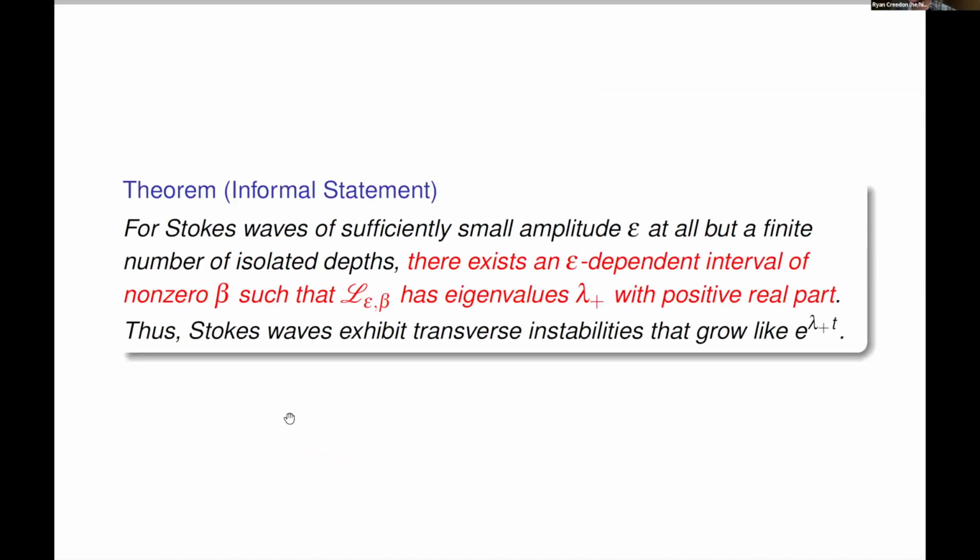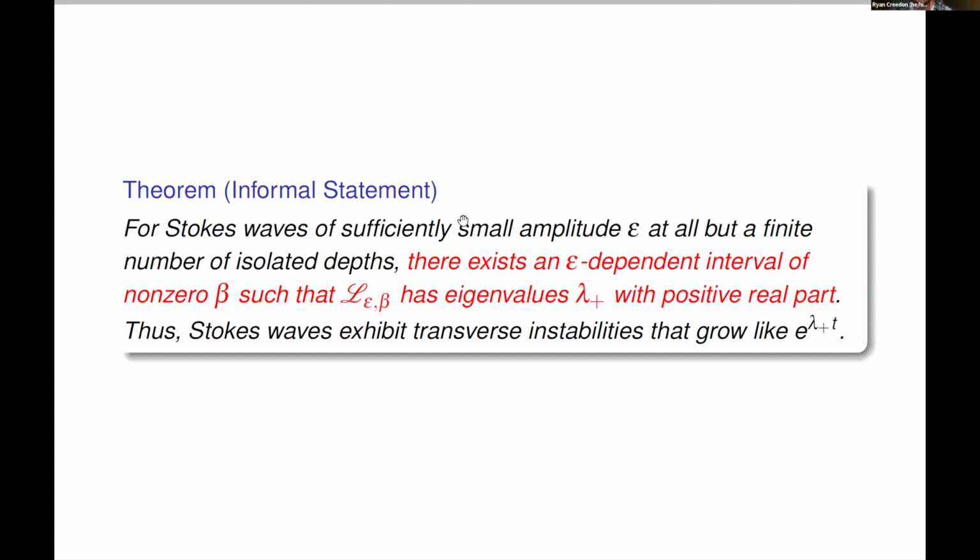And so here's our main result. This is the major result of our work so far. I'm going to give you the informal statement first, and then I'll give you the more carefully worded statement. In informal terms, basically what the theorem is telling you is that if you give me a Stokes wave of sufficiently small amplitude epsilon, and you work in pretty much any finite depth you want to work in, except for a few isolated depths that we can't rule out in our proof. But there is only a finite number of these isolated depths.